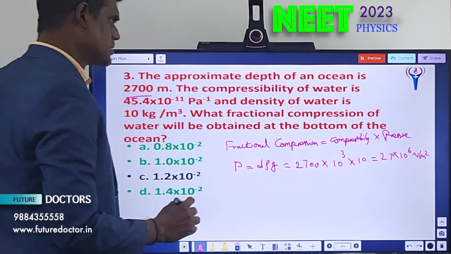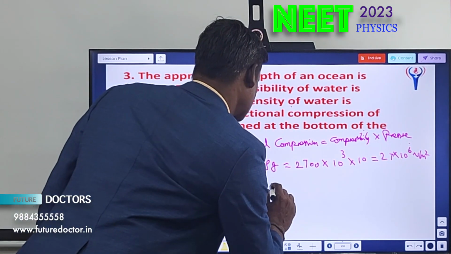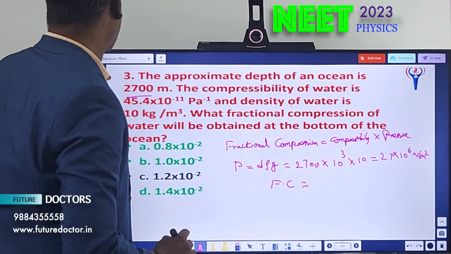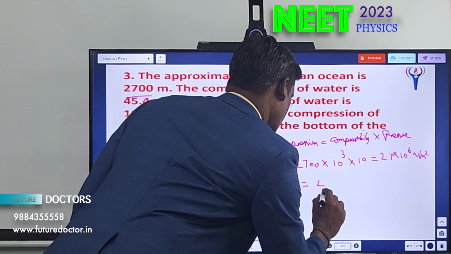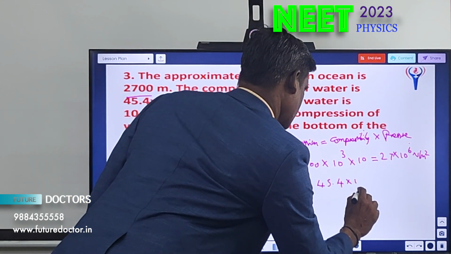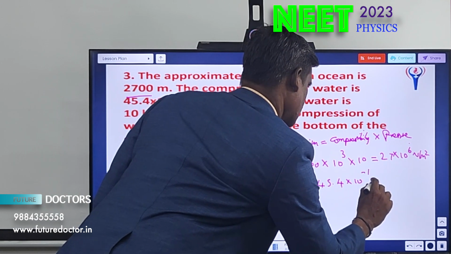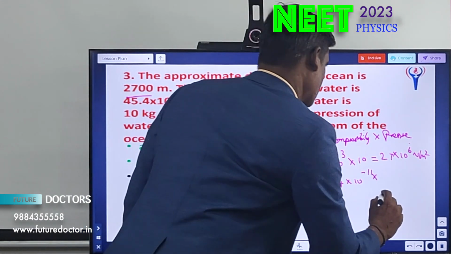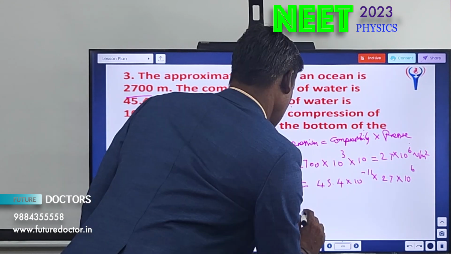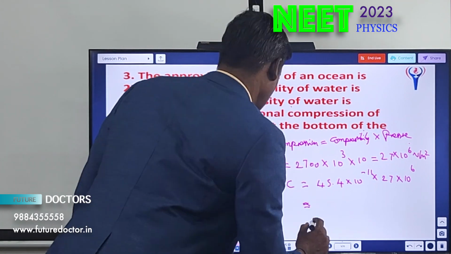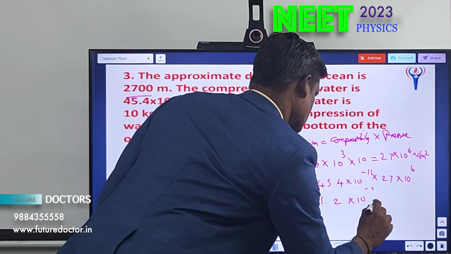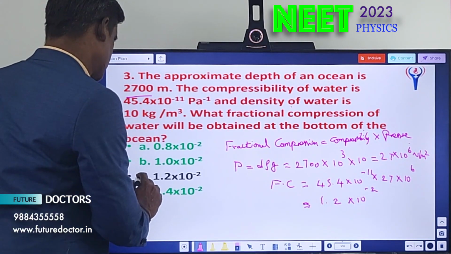Substitute this in fractional compression. Fractional compression equal to compressibility given as 45.4 into 10 power minus 11, into 27 into 10 power 6. If you simplify, you will get 1.2 into 10 power minus 2. This is the fractional compression, option C.